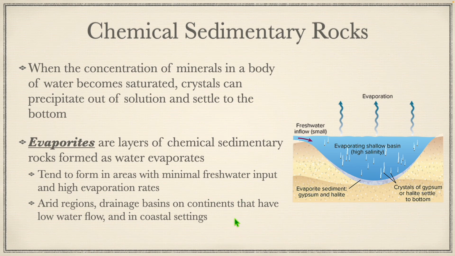Arid regions, drainage basins on continents that have low water flow, and coastal settings as well. So these tend to form in areas where you have very little freshwater input, which would dilute the salt. If you have freshwater coming in, it would dilute the salts. You have high evaporation rates, so the water is evaporating fairly quickly. Arid regions are basically areas where you don't have a lot of rainfall. Drainage basins on continents are areas where you have water flowing into them, but there's nowhere for it to flow out.